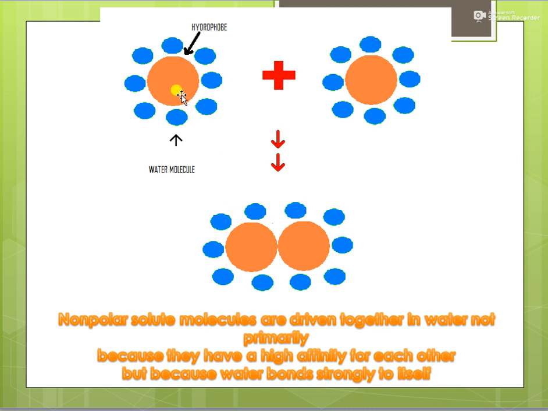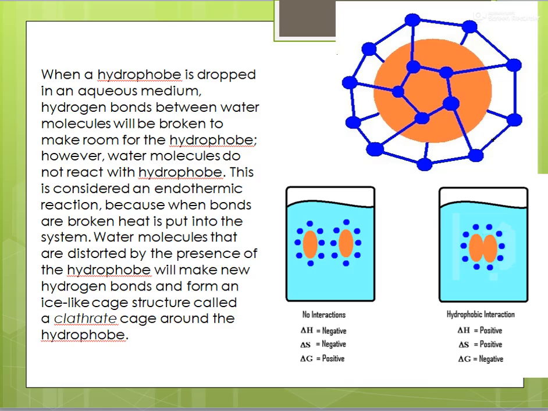So what happens? The hydrogen bonds of the water molecules found in between will get broken, and the hydrophobic particles become close to each other because they have a high affinity for each other. For them to come close, the water bonds between them are broken down and the hydrophobes come close to each other. So that is what is called a case of hydrophobic interaction.